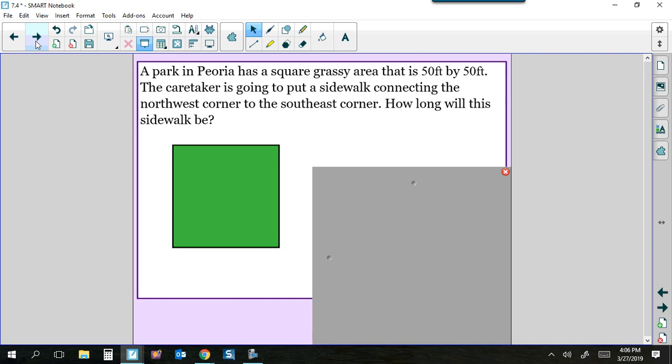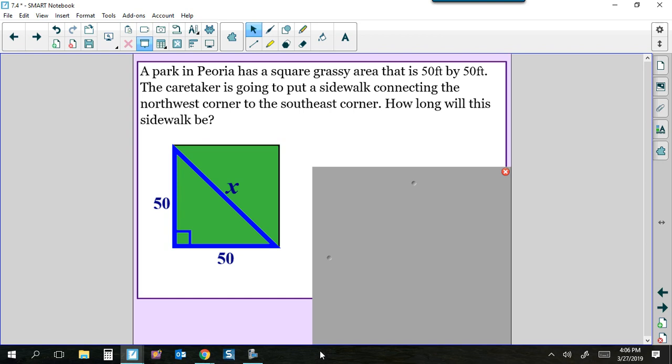And then the last one on the front side, you have a square grassy area. It's 50 by 50. A caretaker of the park is going to be putting in a sidewalk connecting the northwest corner to the southeast. So if you know your directions, here's north, east, south, and west. So we're going to start on the northwest corner and go to the southeast, which would form 2 right triangles. We're looking for the distance of the sidewalk, which would become the hypotenuse.